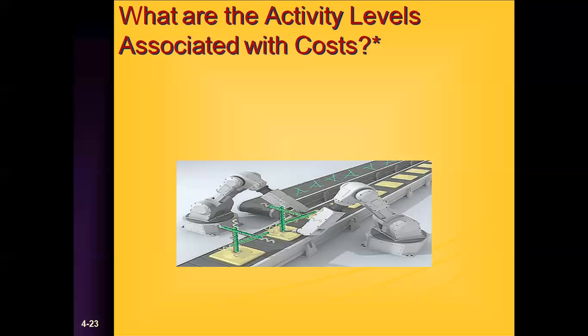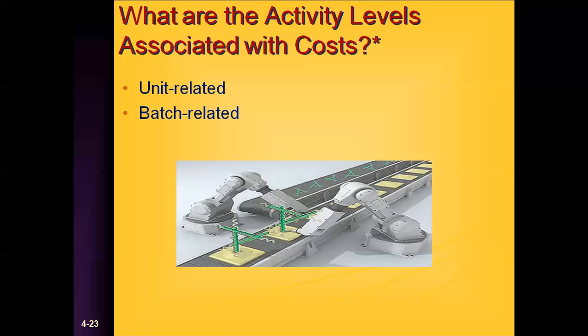So one of these particular costs is called unit-related costs. Now, unit-related costs are costs that vary with the number of units sold. So the more units you produce or sell, the higher the unit-related costs. Okay, then there is a second type of cost called batch-related costs.